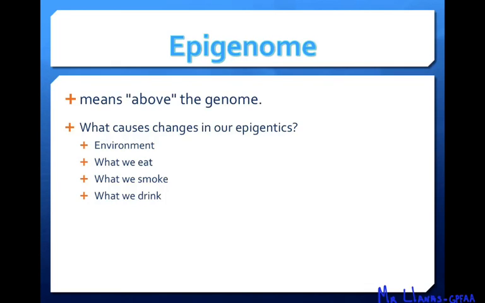Okay, and things that can cause changes in our epigenetics are our environment, what we eat, what we drink, what we smoke, if you do any type of drugs. All those things can actually tag your DNA and turn different genes on and off. So again, genome is the entire makeup of your genetic makeup, all the DNA. Epigenome is what is actually coding for proteins.